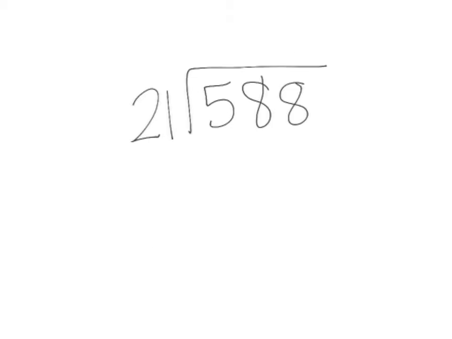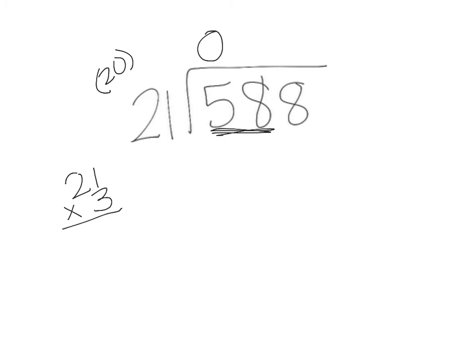All right, we have 21 into 588. Now this is, again, one of those where I have 21 and I don't know my 21s, okay? So I'm going to use my estimation. Well, first of all, I know that 21 doesn't go into 5, so I'm going to put a 0 up there. So now I'm looking at 21 and 58. Well, 21 is really close to 20, and 58 is really close to 60. So I'm going to try 21 times 3.